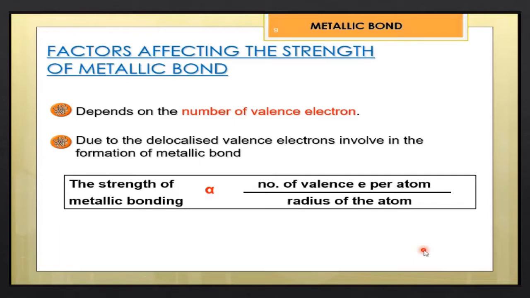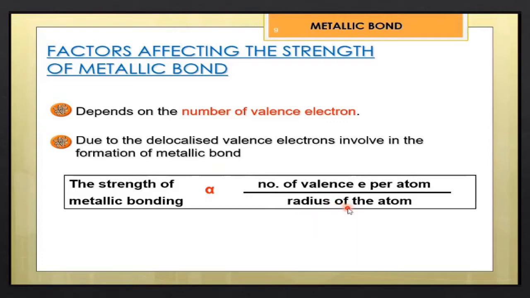Okay. Factors affecting the strength of metallic bond. This part is very important. We have to know the strength of the metallic bond depends on two factors. The first one is the number of valence electrons, directly proportional to the number of valence electrons per atom, due to the delocalized valence electrons involved in the formation of the metallic bond. Second is the radius of the atom, inversely proportional to the size or radius of the atom.